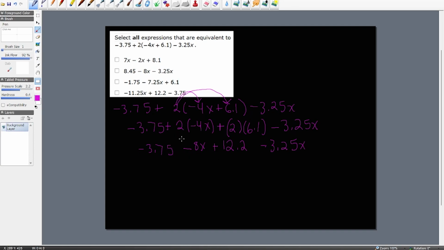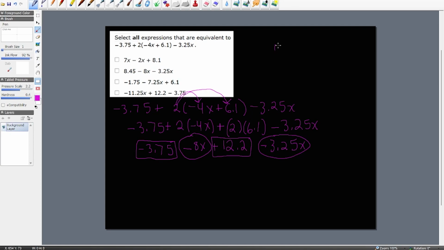And now I'm going to identify the like terms. I'll put squares around my constants, including the sign to the left, and circles around my x terms, including the sign to the left. All right, so now we're going to add what's in the squares. We got negative 3.75 plus 12.2. These signs are different, so you need to subtract. You need to find the difference and take the sign of the larger number. So it's going to be positive because this 12 is bigger and it's positive. So we need to subtract.